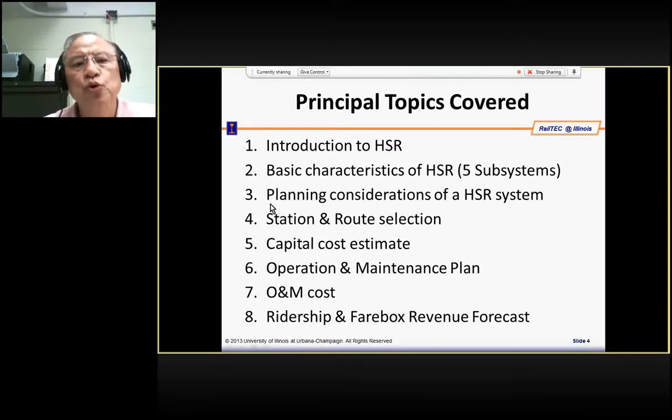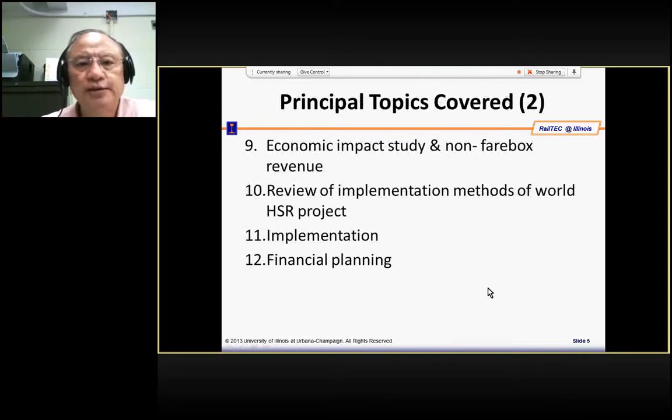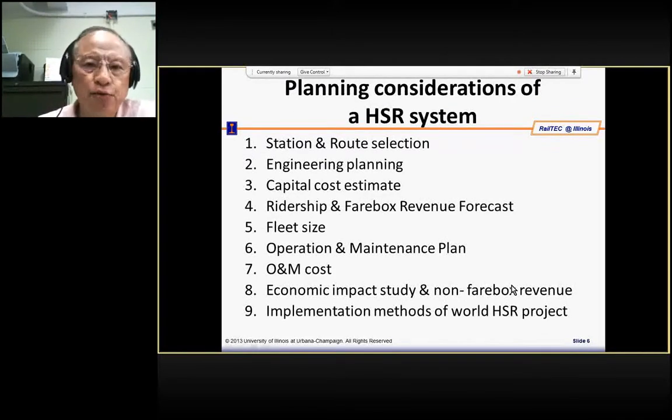In planning a high-speed rail system, what are the considerations that need to be put in place? Okay, I try to summarize it in this view graph. Basically, in planning a high-speed rail system, we have to consider the following areas. We start with the selection of the stations and then the route which connects all these stations.